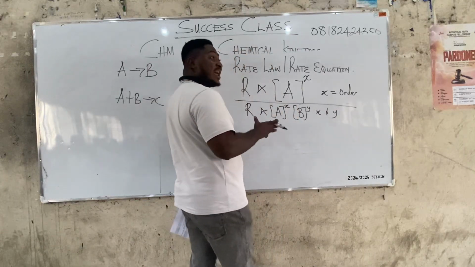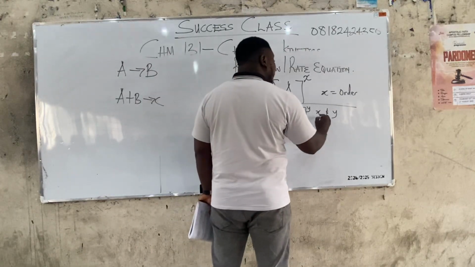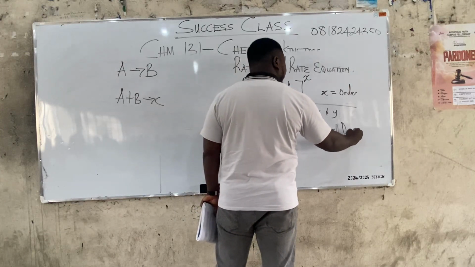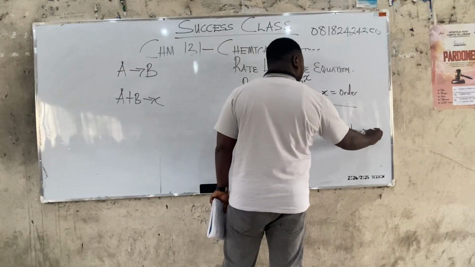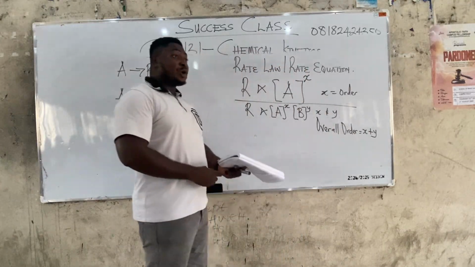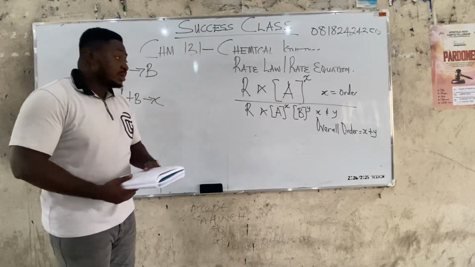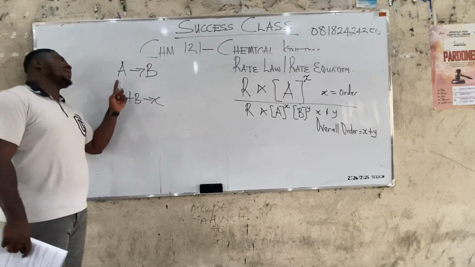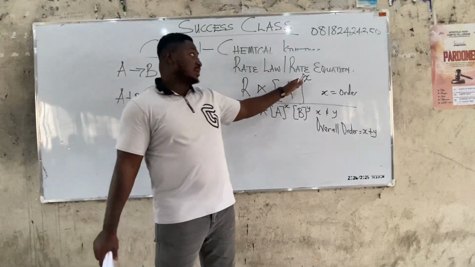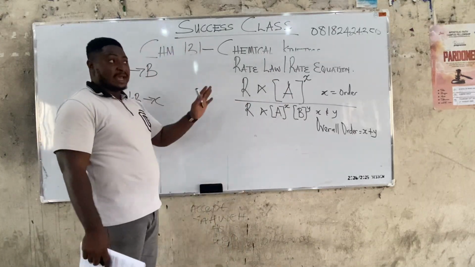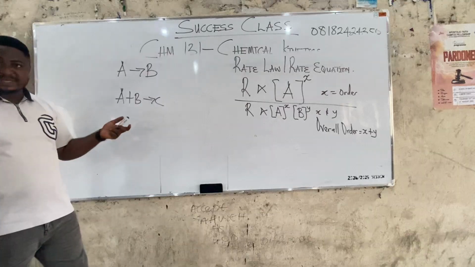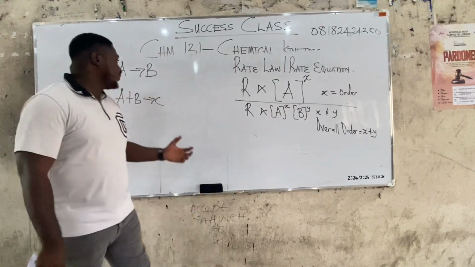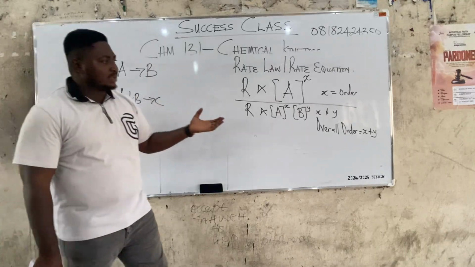So in this kind of reaction, when you have two orders, the overall order of the reaction will be the summation, x plus y. Why do we have two exponents? Because we now have two reactants. When we have only one reactant, we have only one exponent, so we have only one order. The exponent represents the order. Once we have two reactants, we now have two orders, x and y.